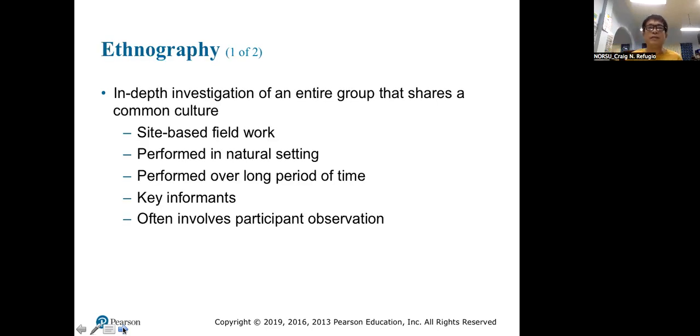Ethnography: in-depth investigation of an entire group that shares a common culture. So we look into a study that is about culture, and we look at that as part of ethnographic research design. It involves site-based fieldwork performed in a natural setting over a long period of time, key informants, and even participant observation.